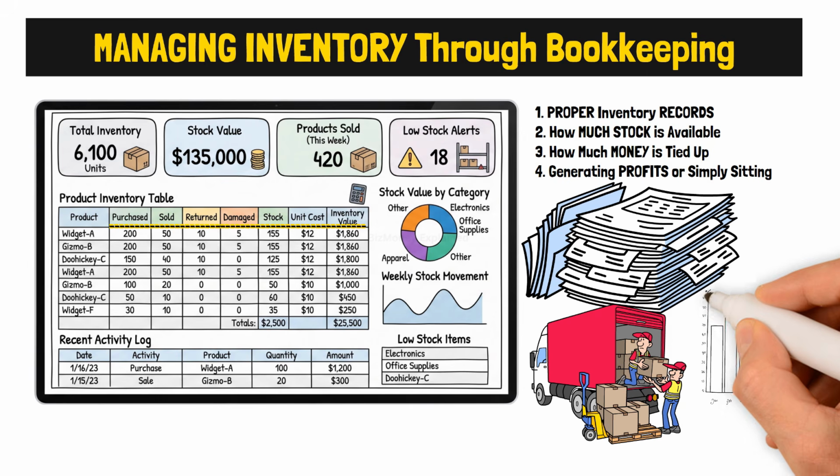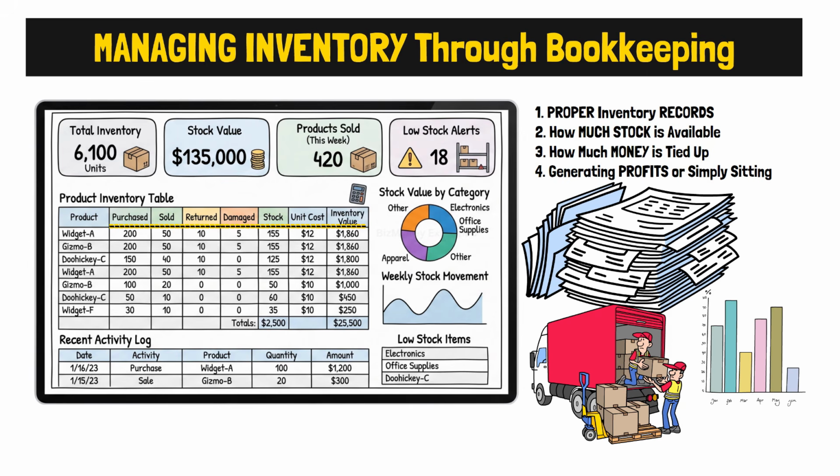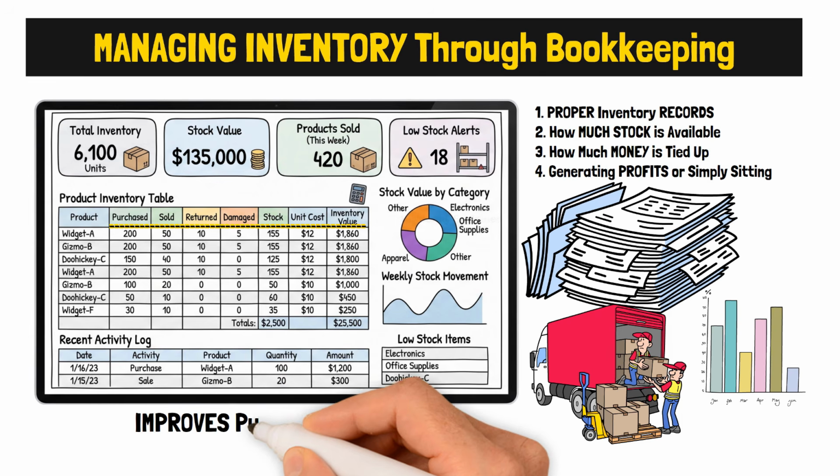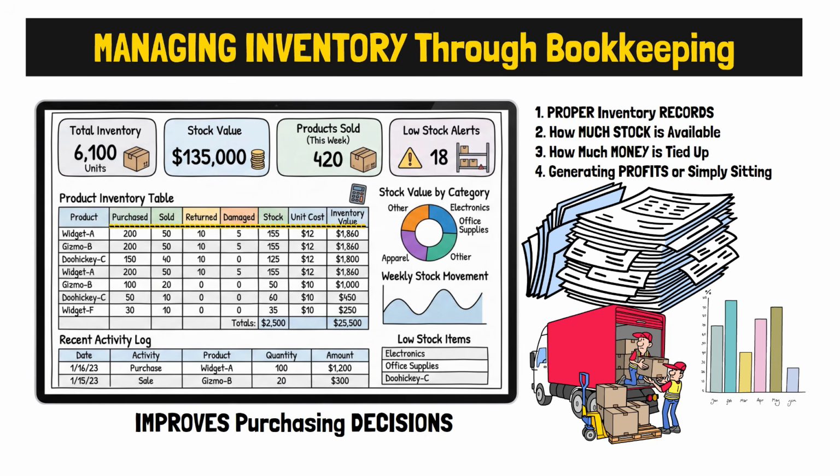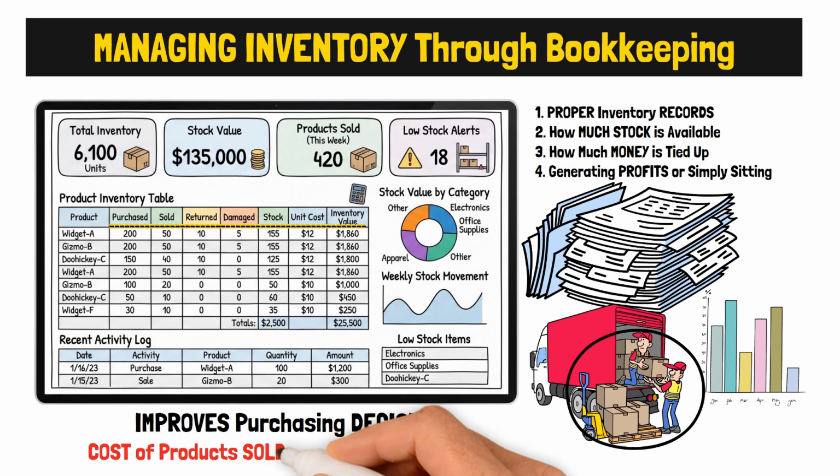Comparing physical inventory with bookkeeping records helps identify these issues before they grow into larger financial losses. Good inventory bookkeeping also improves purchasing decisions. Instead of ordering products based on guesswork, you can see which items sell quickly, which move slowly, and which rarely sell at all. Slow-moving inventory ties up cash that could be invested elsewhere in the business. Accurate inventory records also improve profit calculations because the cost of product sold is recorded correctly.